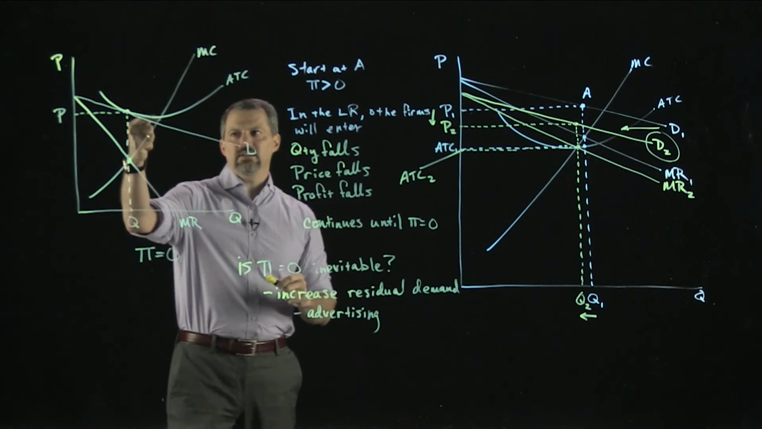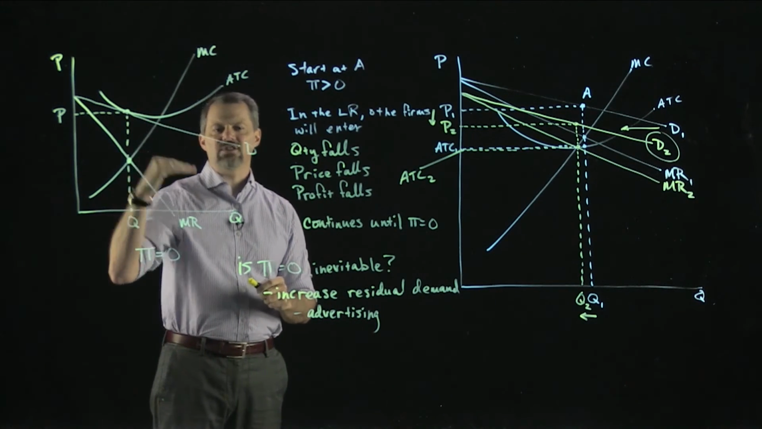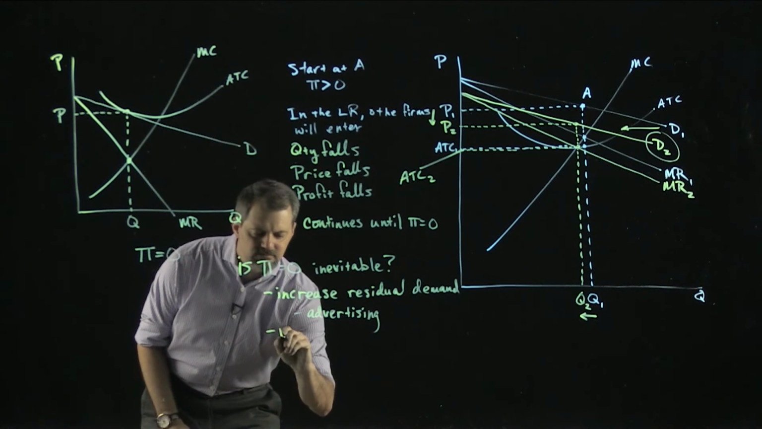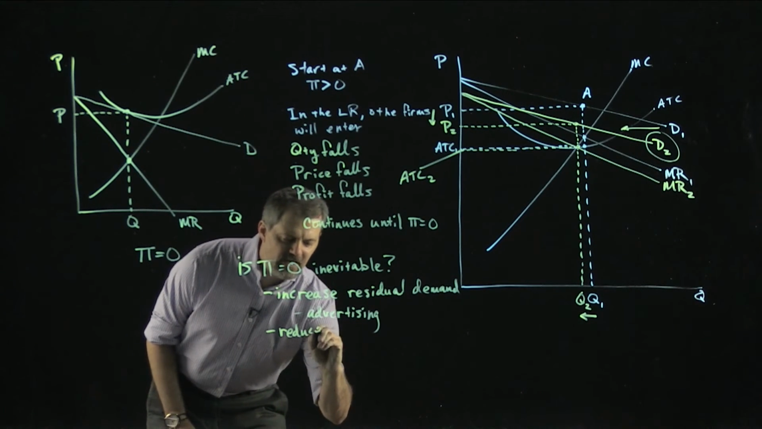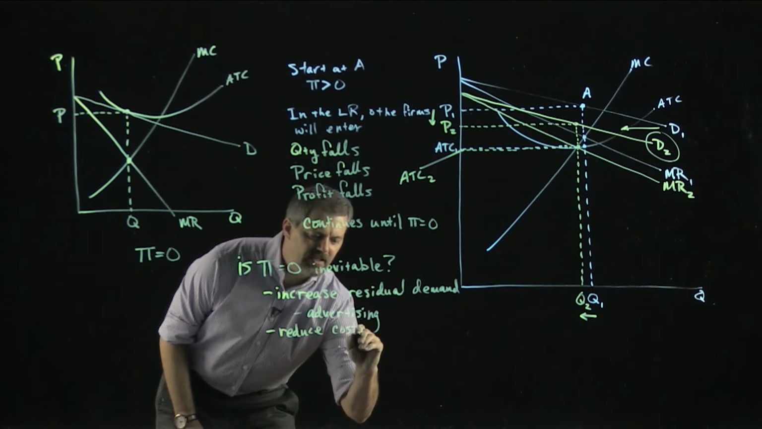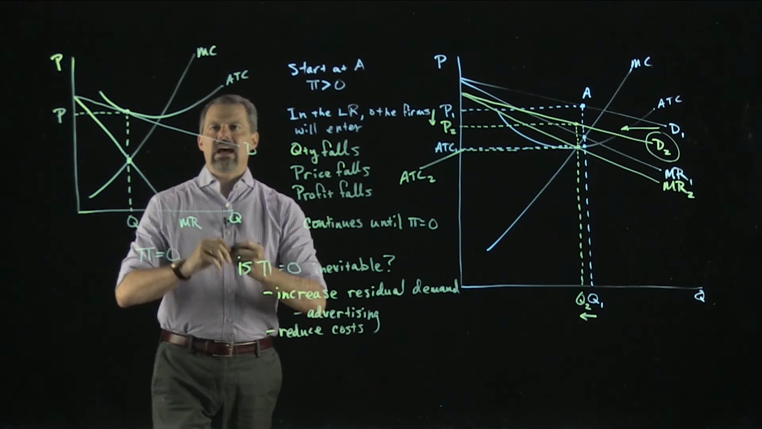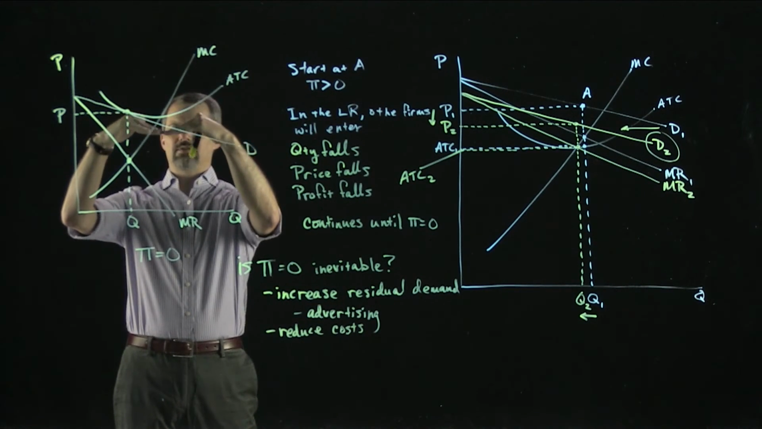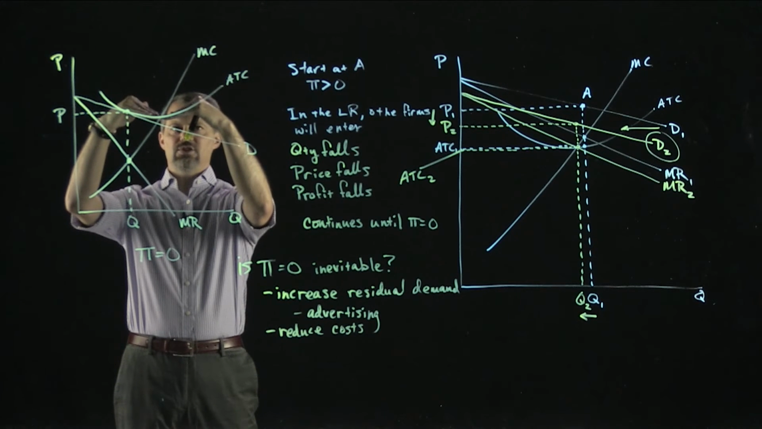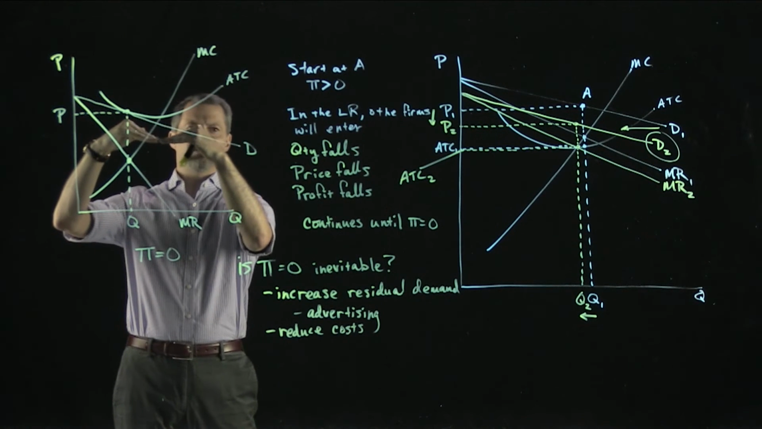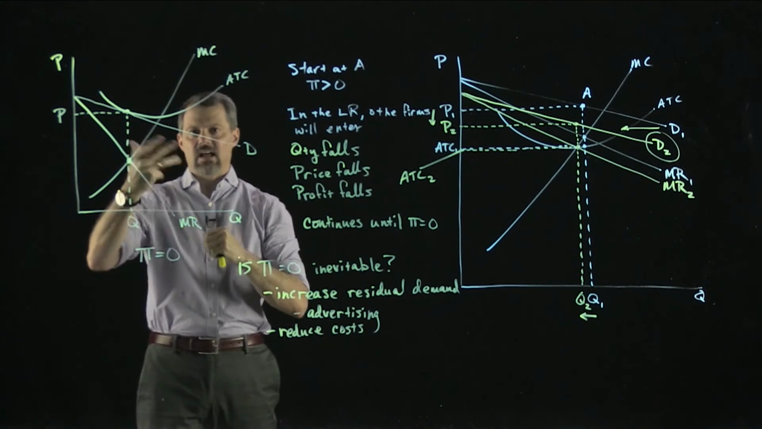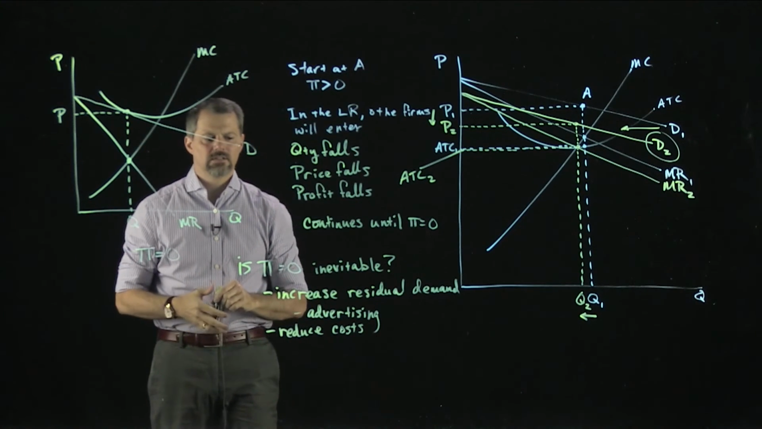Another possibility is that they can become more efficient. They can reduce costs. If they're able to reduce costs, then they can shift these average total cost and marginal cost curves down. And if they're able to shift that average total cost curve down, then the residual demand curve would once again lie above the average total cost.